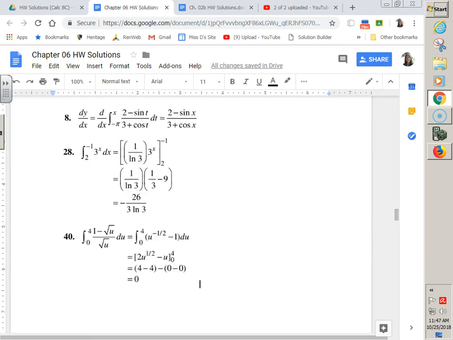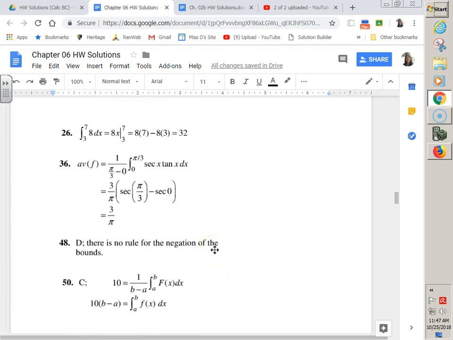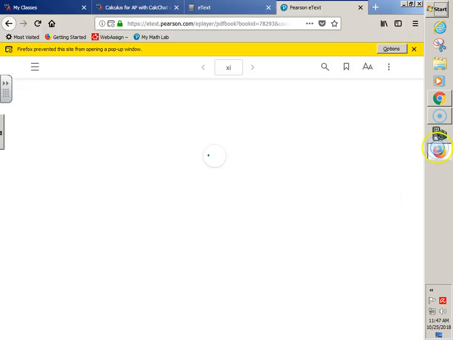Can you scroll up and find 48 on 6.3? Yeah, that one. D, there's no rule for the negation of the balance. That's super confusing unless you're actually able to see it. So we're going to come up here if it lets us.